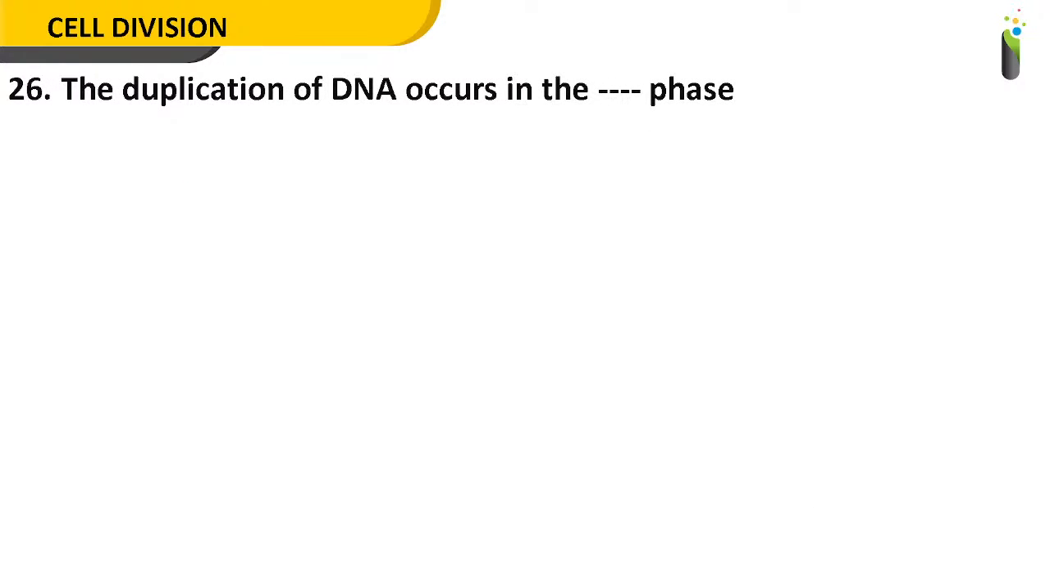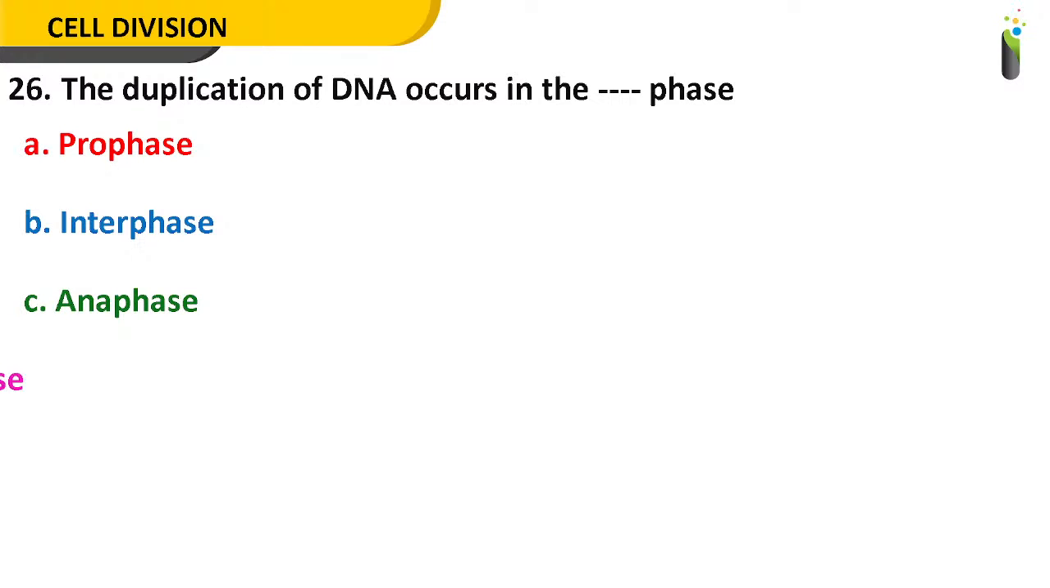Okay, now coming to the next question, number 26. The duplication of DNA occurs in the dash phase. Quite a repeated question, you can say. A. Prophase, B. Interphase, C. Anaphase, D. Telophase. What should be the answer for question number 26?